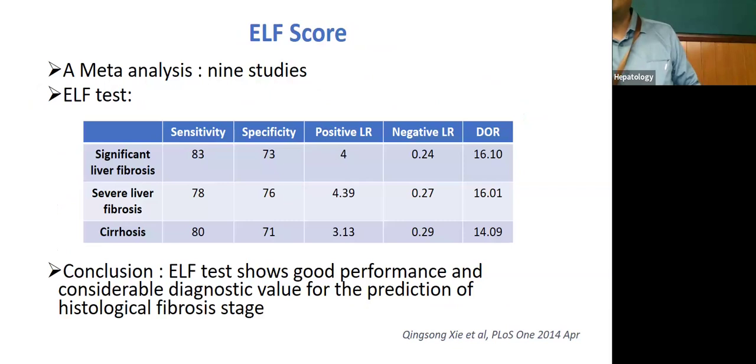However, if you see the data, this is a meta-analysis of 9 studies in which it concluded that the ELF score shows good performance and considerable diagnostic value for prediction of histologic fibrosis in patients.